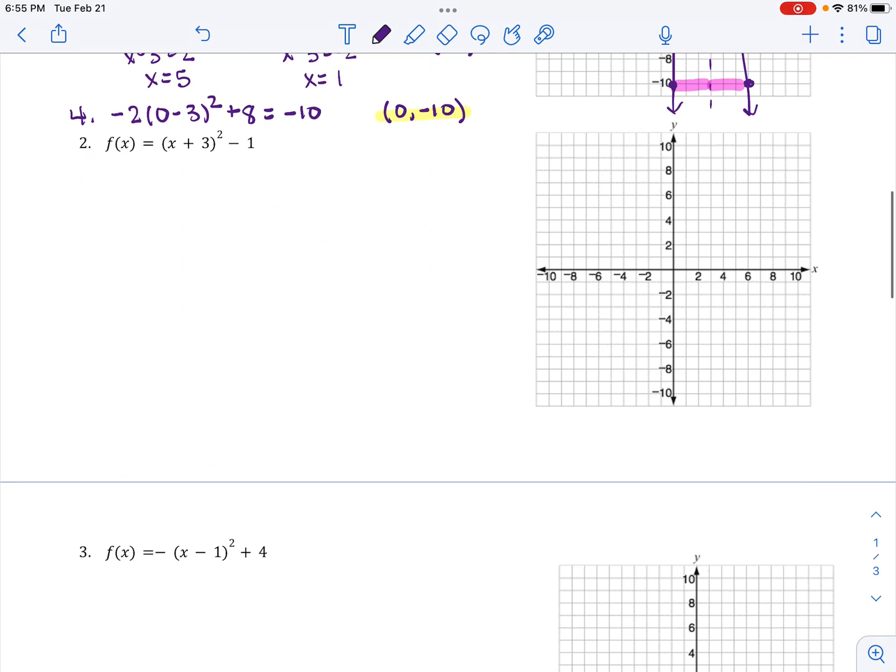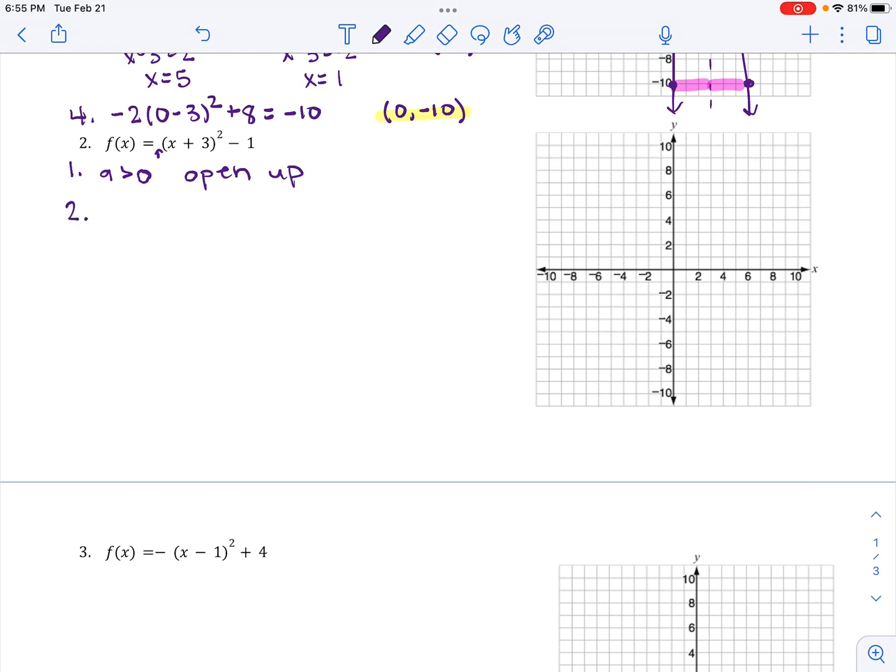Let's look at number 2 here. First things first, open up or down. We look at this number here, this a number. It's imaginary; we know that it's a 1. So a is greater than 0, which tells me this is going to open up.